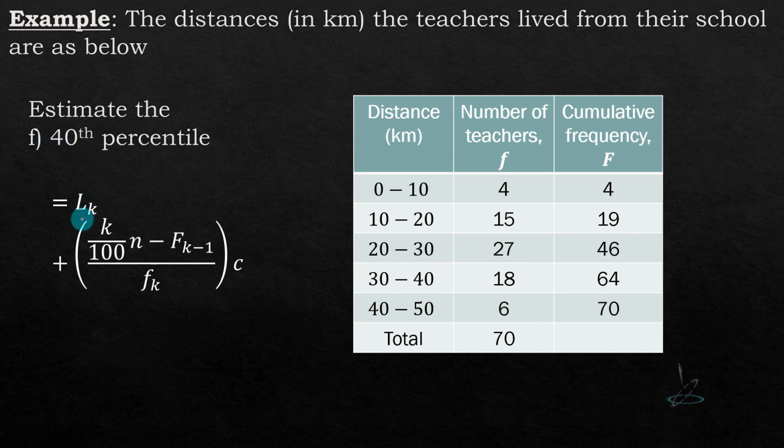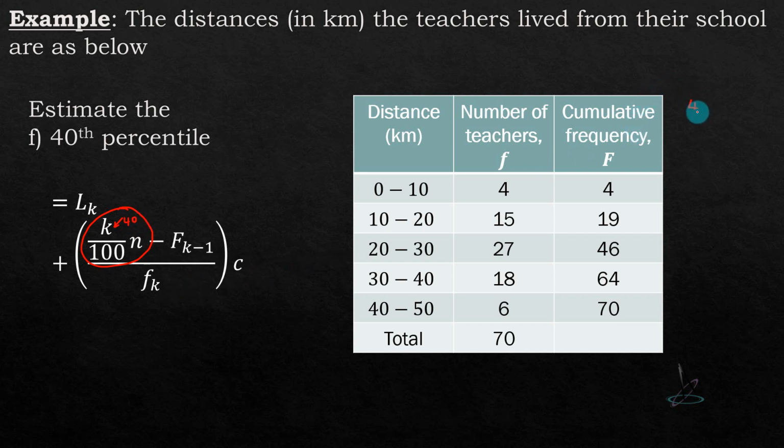Okay, so let us go to the last one, which is percentile. The formula is L_k plus k over 100 multiplied by n. Again, if you look at them, this is almost similar to the median, except that now we have k over 100 times n. Percent should be over 100. So for the 40th percentile, that means k should be equal to 40.